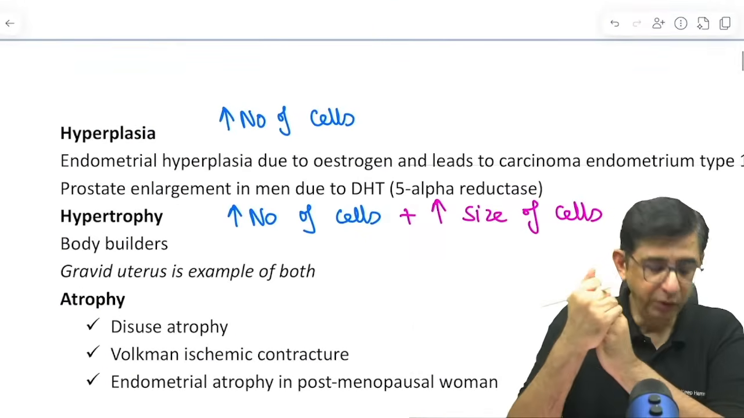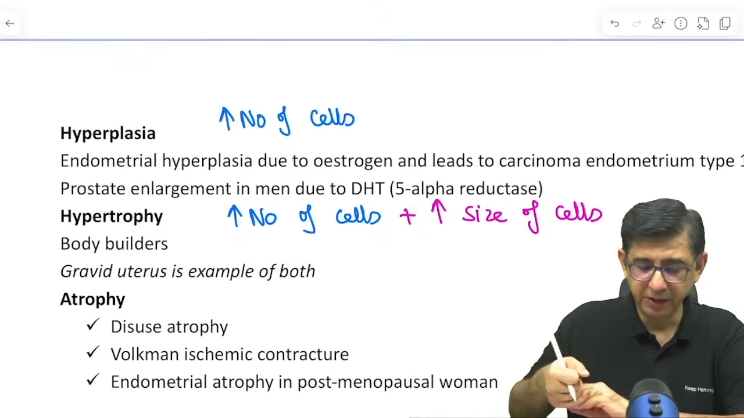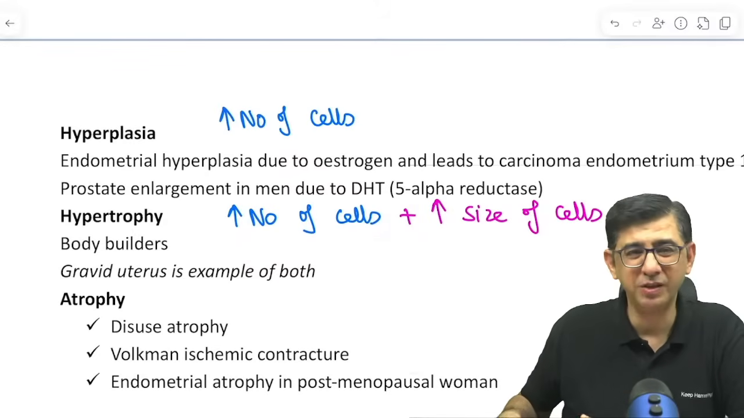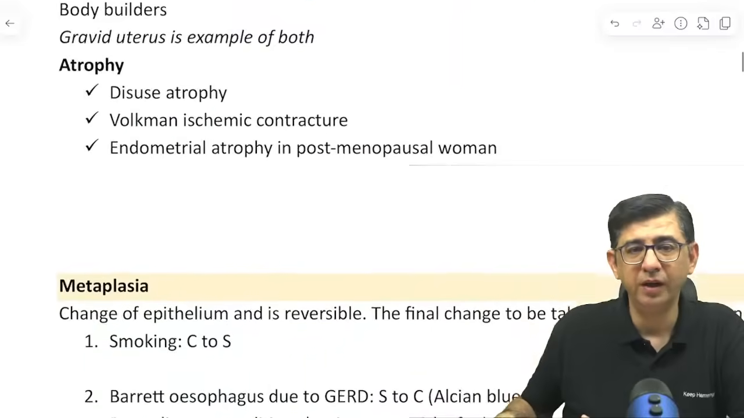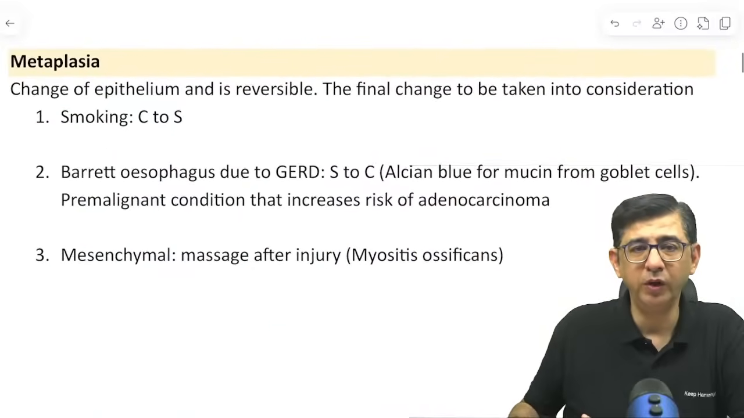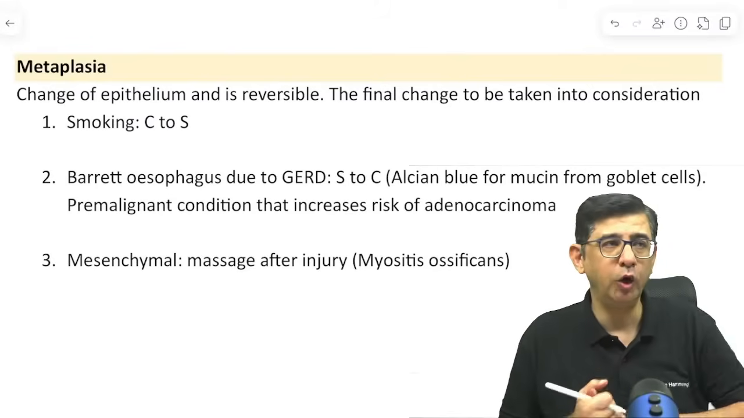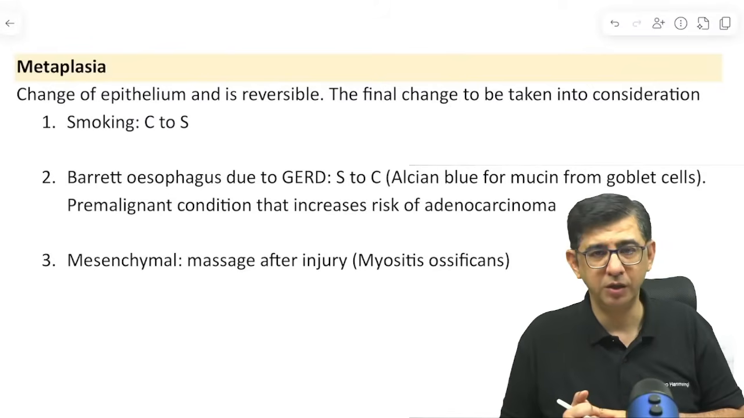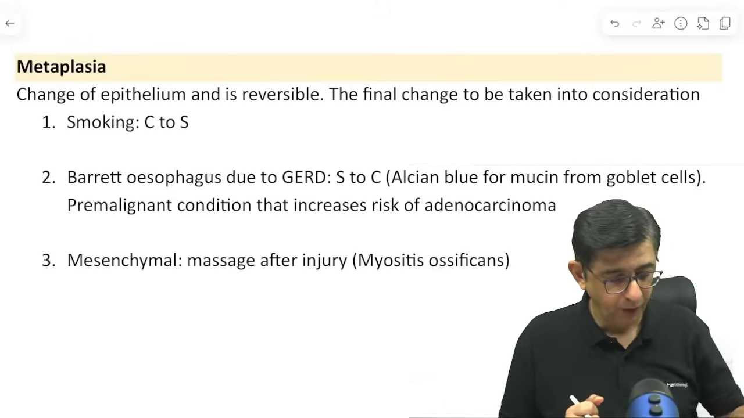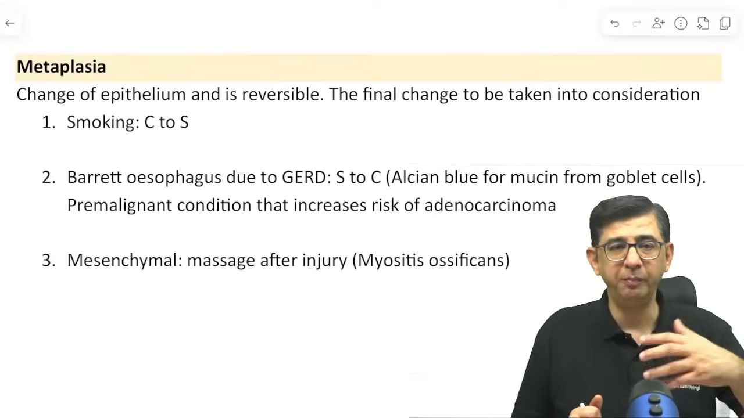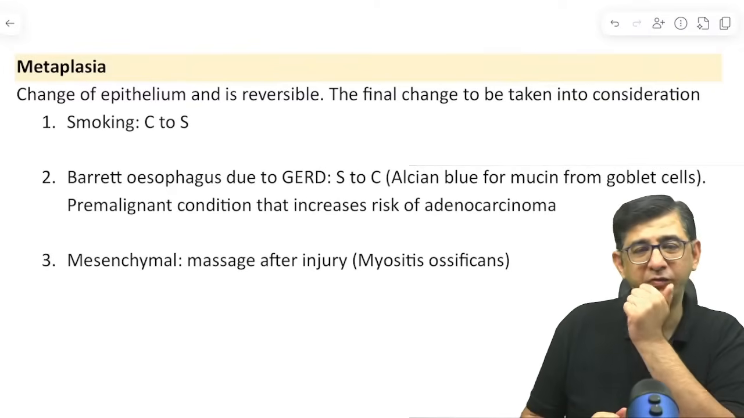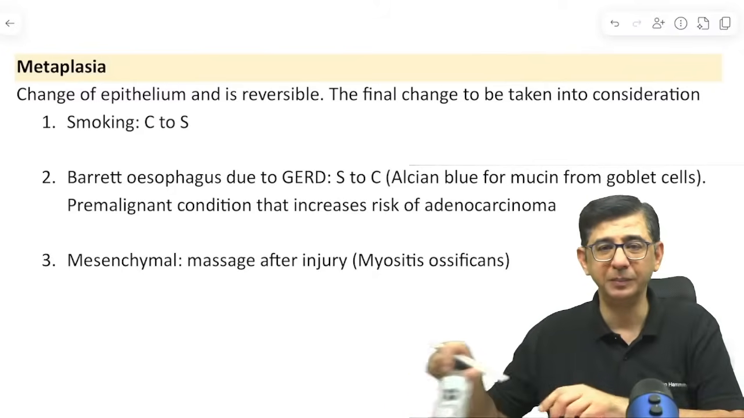Next, we'll talk about two basic things, hyperplasia and hypertrophy. That's pretty straightforward, so I don't need to explain that. Next is metaplasia. A question for you: which is the commonest type of metaplasia? Options are columnar to squamous and squamous to columnar. Which is the commonest type of metaplasia? Quickly comment, guys, I don't want to call out repeatedly.